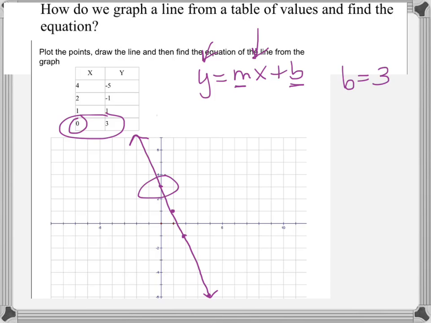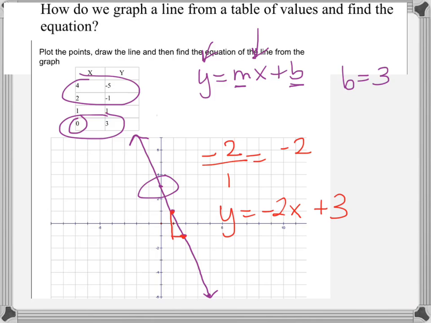Well, you know how to find that both from a table of values. You can choose 2 points here. Or you can find it from a graph. If you pick 2 points on the graph, these 2 points right here will suffice. Between these 2 points you go down 2 and right 1. So down 2 and right 1 gets your slope. That reduces to negative 2. So we have y is equal to negative 2x plus 3, and that's my equation.